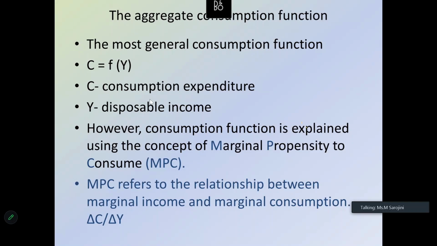Here the Y indicates the disposable income. Also, you know what disposable income is. Disposable income means Y minus T, right? That's the balance after paying the taxes. Here, however, the consumption function is explained using the concept of marginal propensity to consume, MPC.